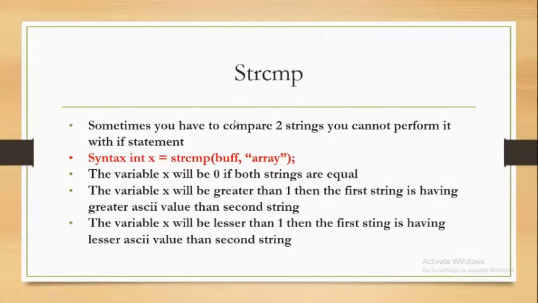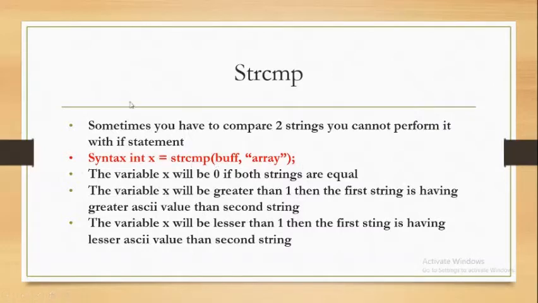So the next function is strcmp, string compare. The strcmp function is used when you want to compare two strings, when you want to compare whether the value of one string is greater than the value of the second string, or lesser than or equal to the second string. But you cannot perform such kind of activities with an if statement. Hence you need strcmp. So the syntax is something like this: int x = strcmp(buff, array).